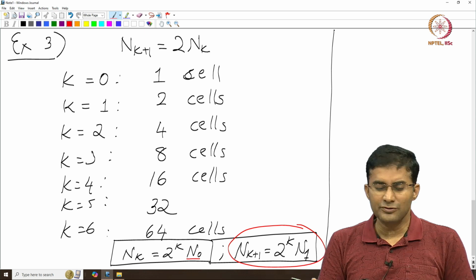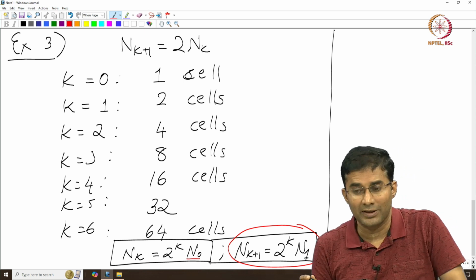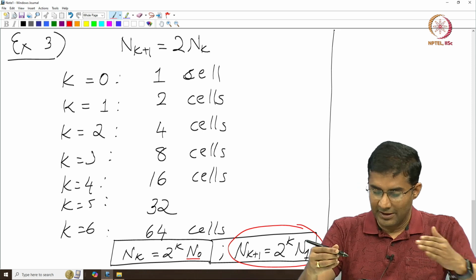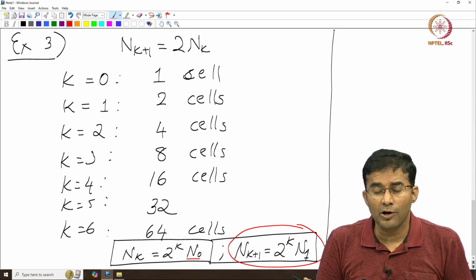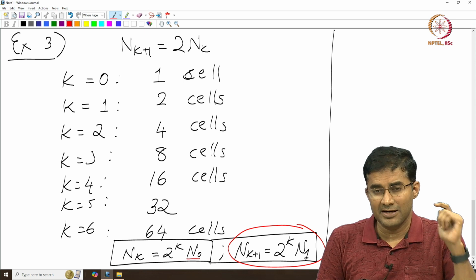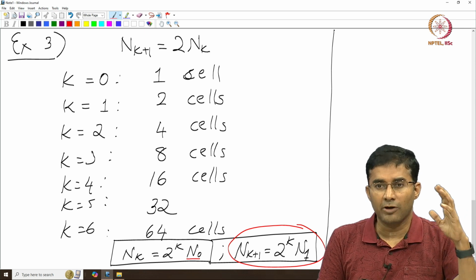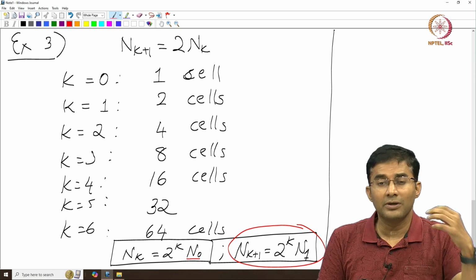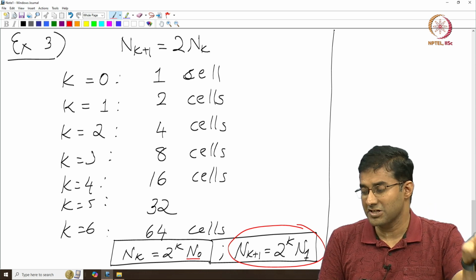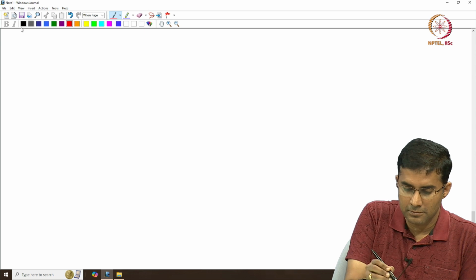So, we can use this formula to determine how the number of cells changes over time. And of course, for this formula to be true for all generations, remember that the per capita birth and death rates B and D must be constant, and that would be true only when the resources are always sufficient for reproduction.